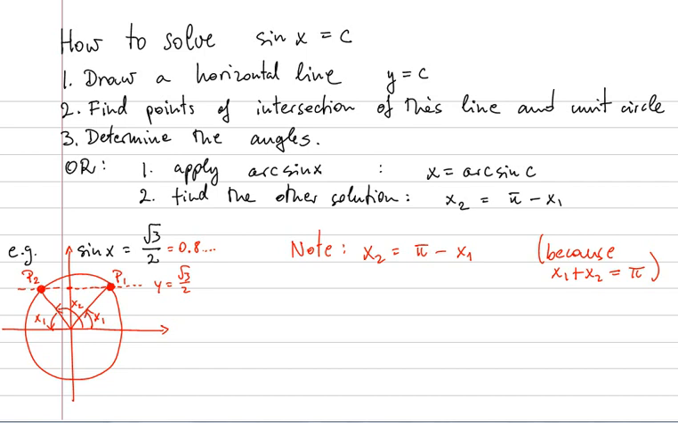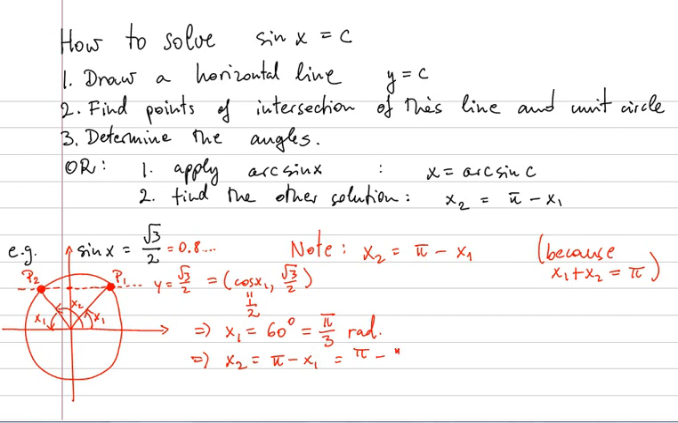Now let's concentrate on P1 and see what we get. Since we know its y coordinate, this is cos of x1 comma square root of 3 over 2. We do know also its x coordinate, and that's 1/2. So this particular point is one of the special points whose angles we know, and because it's a special angle, we know this x1 is 60 degrees, or in radians it would be pi over 3 radians. And therefore we can find x2 just by doing pi minus x1, so pi minus pi over 3 radians, which is 2 pi over 3 radians.